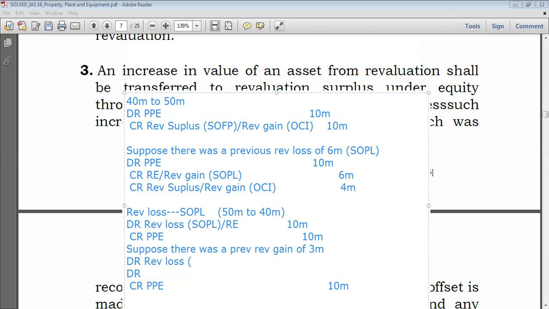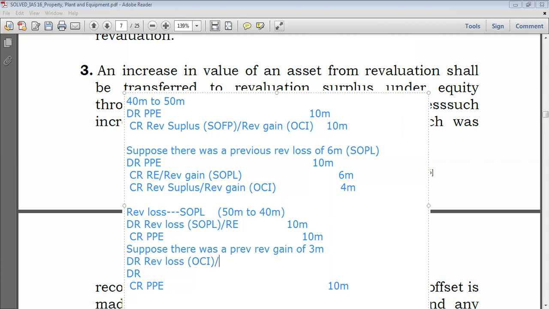So this revaluation loss would be taken where? Revaluation loss generally goes to the statement of profit or loss, but since it reverses the previous gain and there was a gain of 3, this 3 can be accommodated by this 10 million, so I would have to take it to other comprehensive income first.